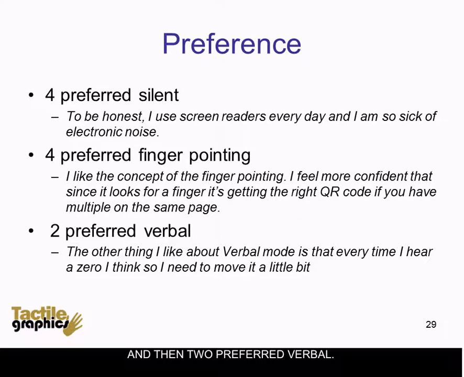So the other thing I like about verbal mode is that every time I hear a 0, I think, so I do need to move this thing a little bit. So they did like the feedback. So there's no preference. This is, with a lot of things that you build for people who are blind, you want to give options. So we're not going to say, well, we're just going to give you one of these. We'll give you all of them.